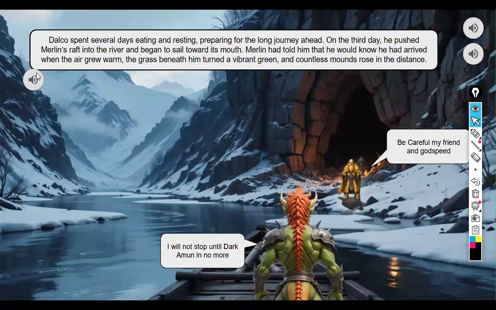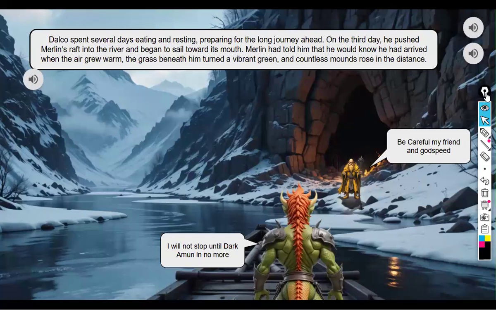Dalco spent several days eating and resting, preparing for the long journey ahead. On the third day, he pushed Merlin's raft into the river and began to sail toward its mouth. Merlin had told him that he would know he had arrived when the air grew warm, the grass beneath him turned a vibrant green, and countless mounds rose in the distance.